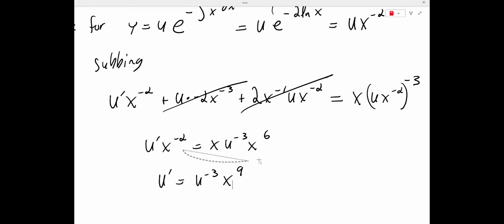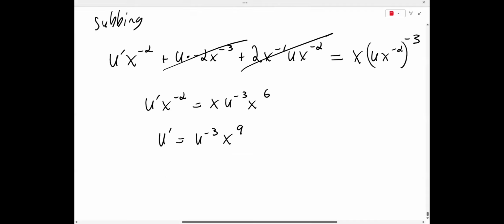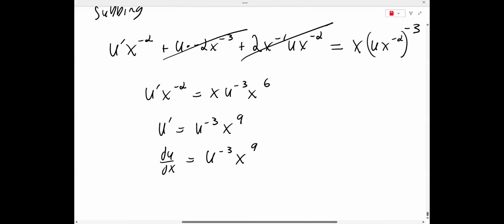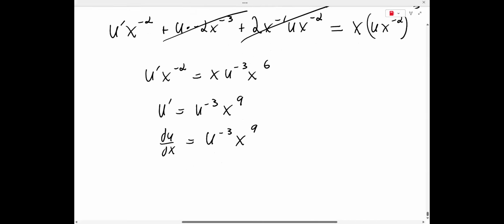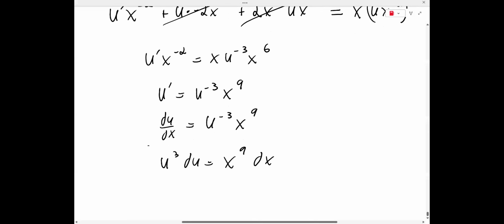Is that right? So both sides by x squared, and I count them up. I think that's it. And then I'm going to get u on the other side here. So basically it looks like this now, right? I get du/dx is equal to u to the negative third x to the ninth. Okay, like that. And then when I separate it, that becomes what? It becomes u cubed du equals x to the ninth dx, because it's separable now. Okay, and then integrate both sides.